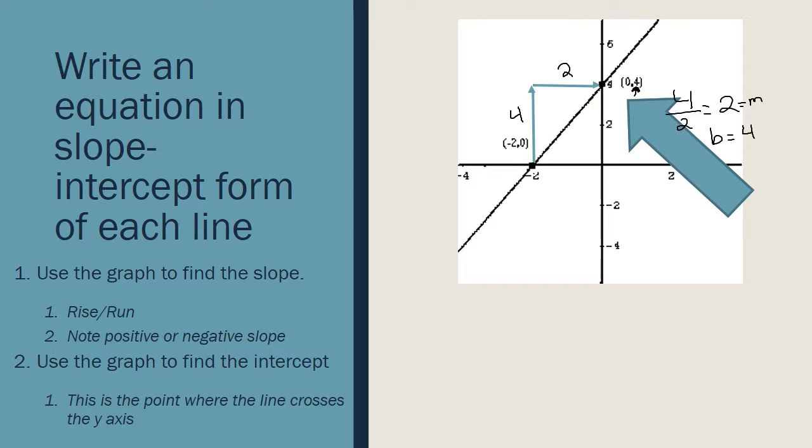So now I can write an equation of the line, because slope-intercept form is y equals mx plus b. y does not get changed because this is for all values of y. m I identified as 2. x stays x because it's for all values of x. And then my intercept was 4. And this is my equation of the line.